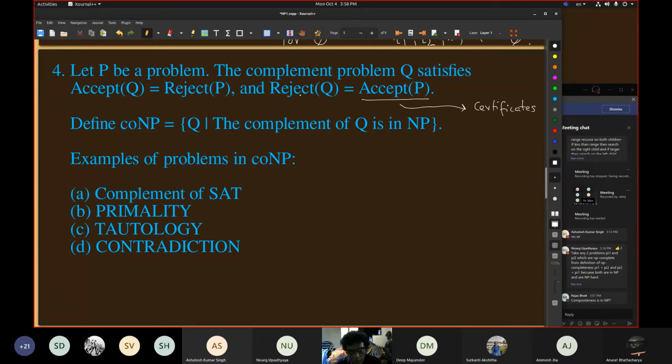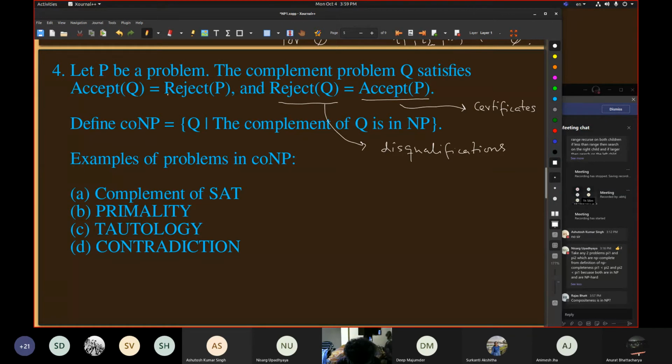But if I look at the complement Q, these certificates are no longer certificates, but some kind of proofs that the instance belongs to reject of Q. So this is the opposite of certificates. Okay. So they are called disqualifications, as opposed to certificates.